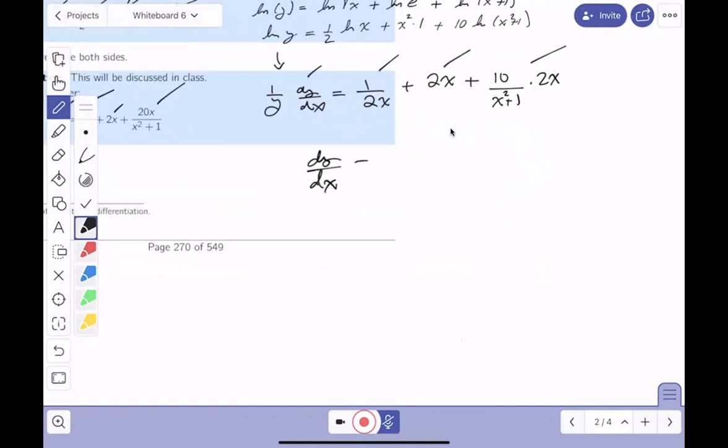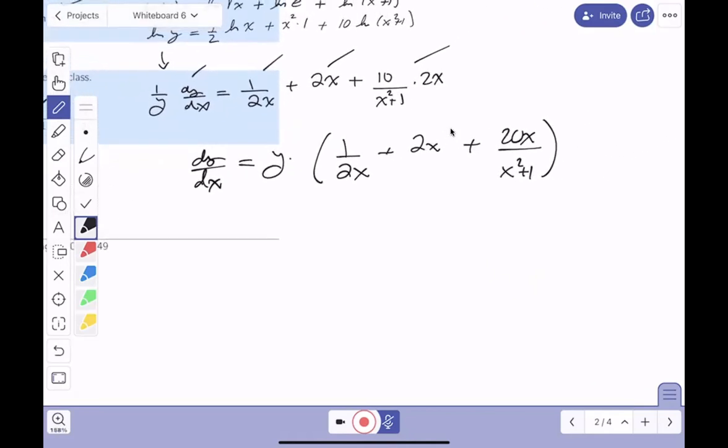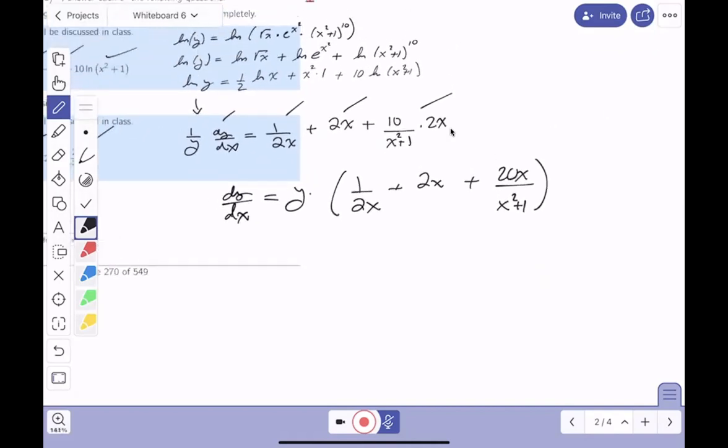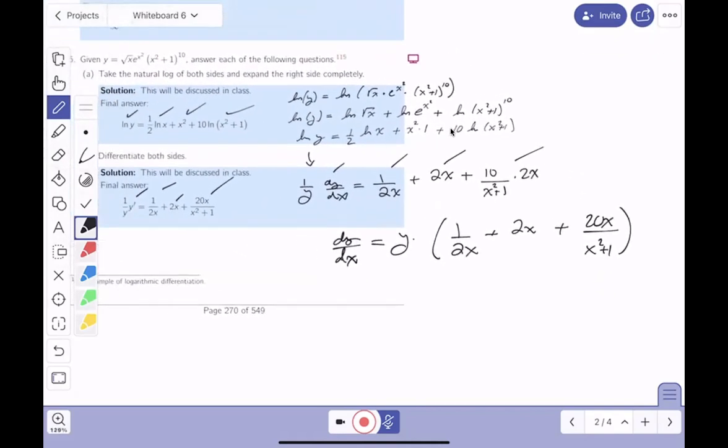So dy/dx, which is y prime, is going to be y times 1 over 2x plus 2x plus 20x over x squared plus 1. I want to be honest with you, this is a little strange to me. I'll tell you why. For dy/dx, I'm supposed to have a function in terms of x's, and I'm looking at that y and it disturbs me. Do I know what the y is? And I do. It's in the beginning of the problem.